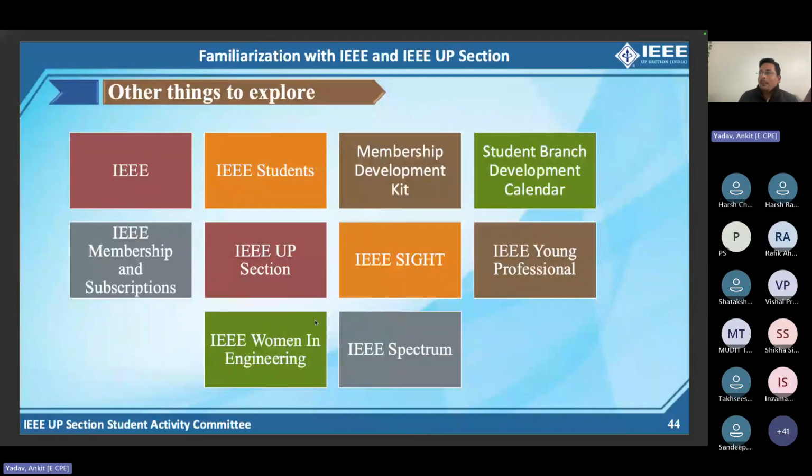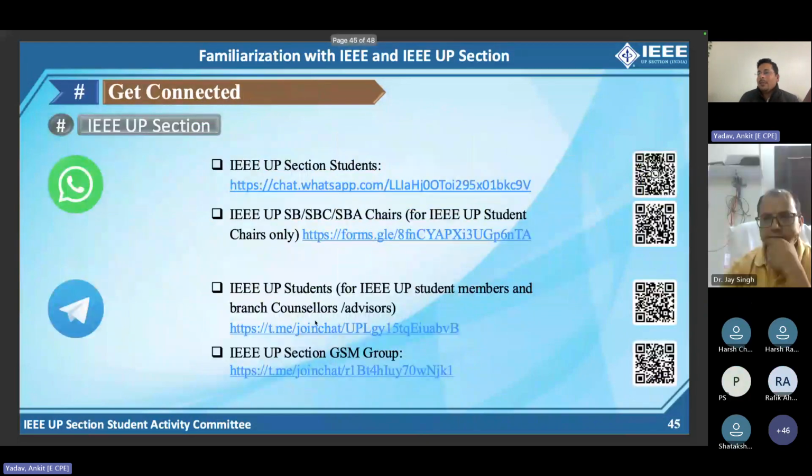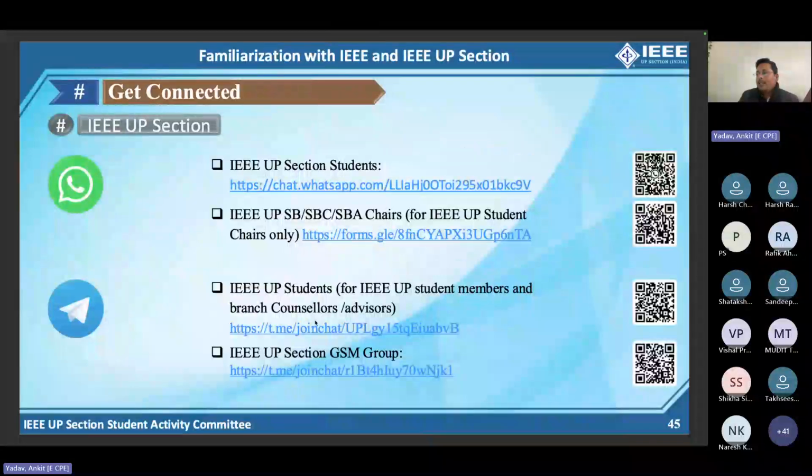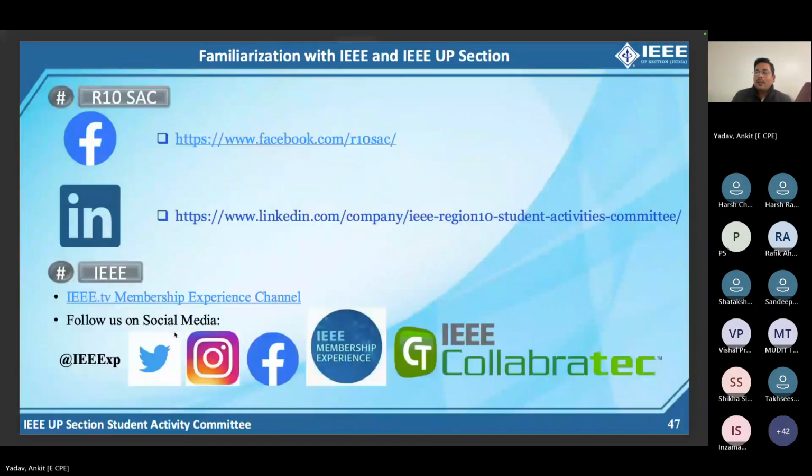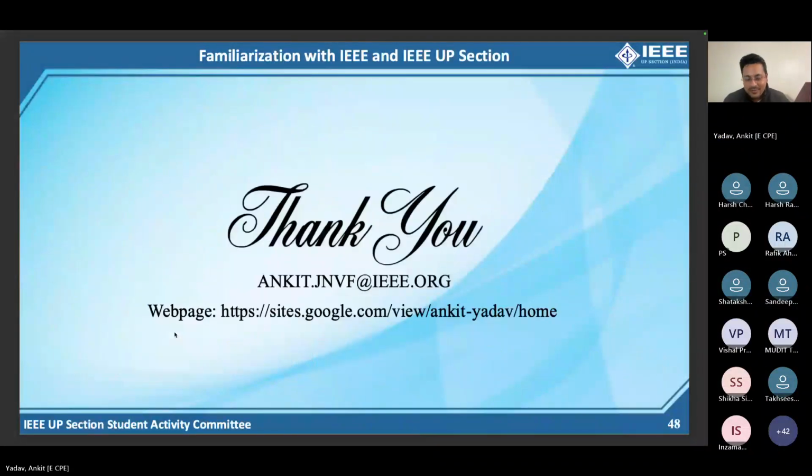And there are some WhatsApp groups and Telegram groups that you can connect to. A few of these links might be active and a few might be outdated, so you can use them to get connected. And if that doesn't work, you can reach out to the current SAC committee members, and they will help you get connected. And there are Facebook and LinkedIn groups, Region 10 groups, and IEEE TV groups. And that's all. Thank you.